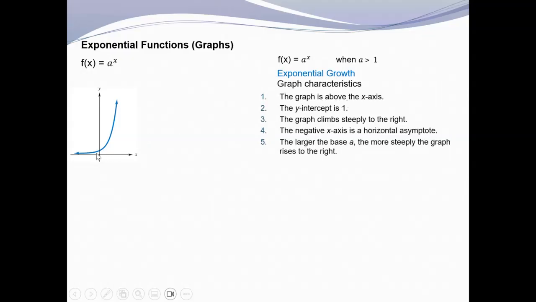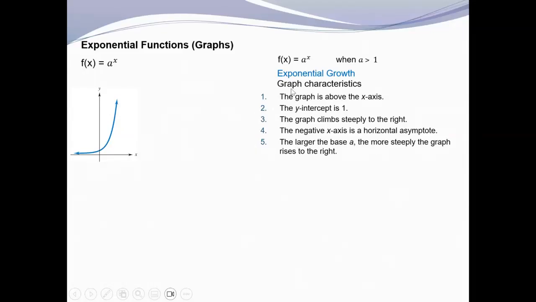Number 1, the graph is above the x-axis, like here on the left. Number 2, the y-intercept will always be 1. The graph climbs steeply to the right. As it goes to the right, it goes steeply. The negative x-axis is a horizontal asymptote. This will be my horizontal asymptote. It will never reach the x-axis on the negative side.